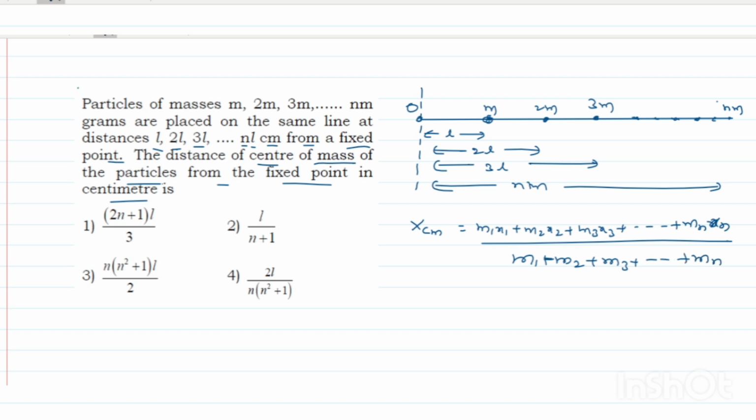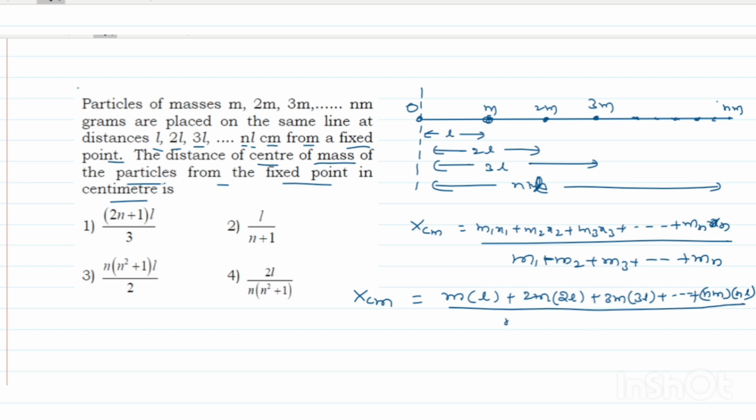up to mn), students. So here when you are simplifying this, m1 is given as m, x1 is at distance L, the second mass is given as 2m at distance 2L, and a 3m mass is at 3L distance, and so on. Here we will be getting mn as nm, located at nL distance, divided by the total mass m plus 2m plus 3m and so on, which will be nm.